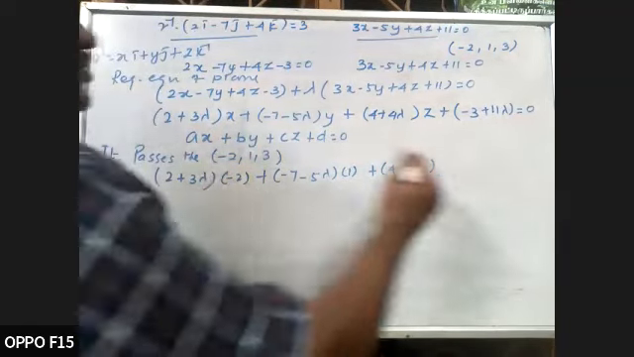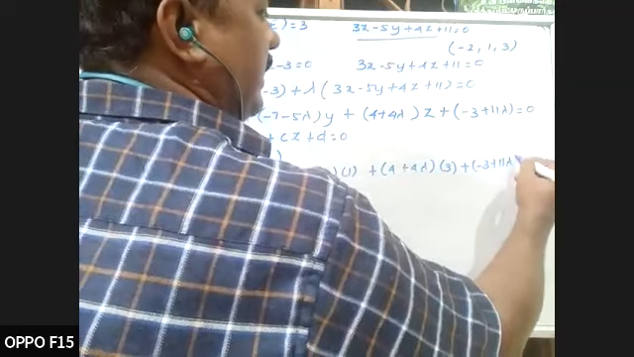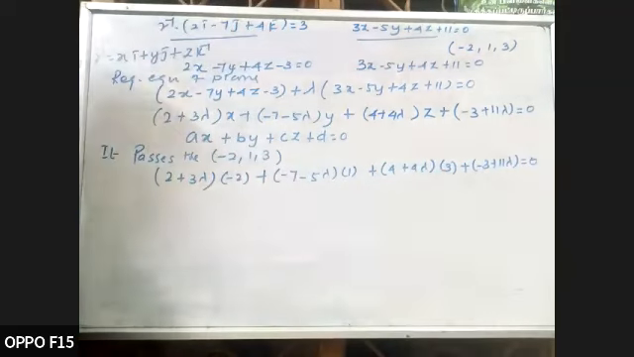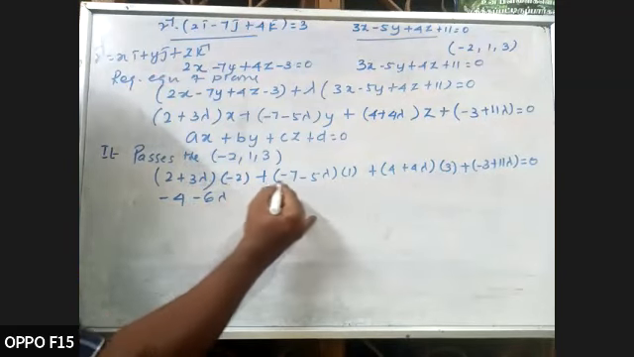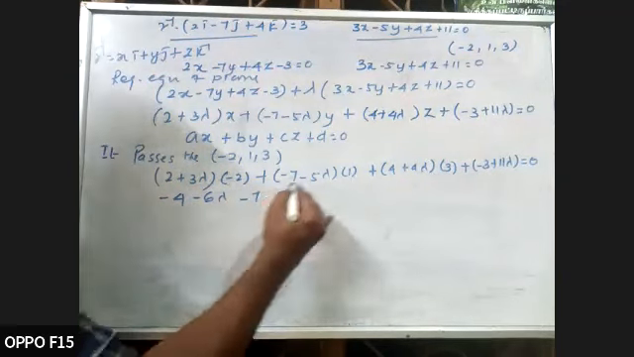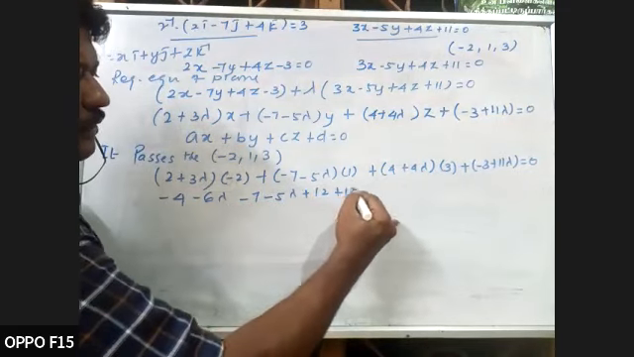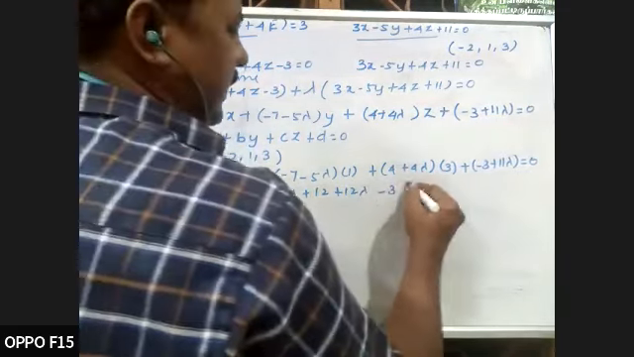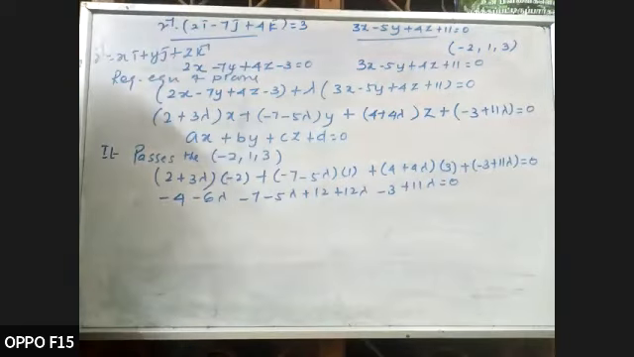Your z value is 3 plus minus 3 plus 11 lambda equal to 0. Now multiply: minus 4 minus 6 lambda minus 7 into 1 minus 7 minus 5 lambda plus 3 fours are 12, 12 lambda minus 3 plus 11 lambda equal to 0. From this I am going to find lambda. How am I going to find out the lambda value?